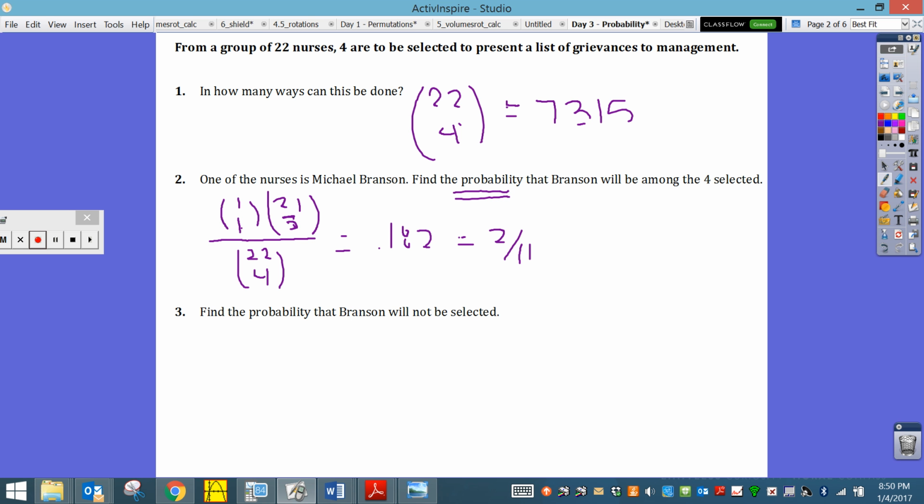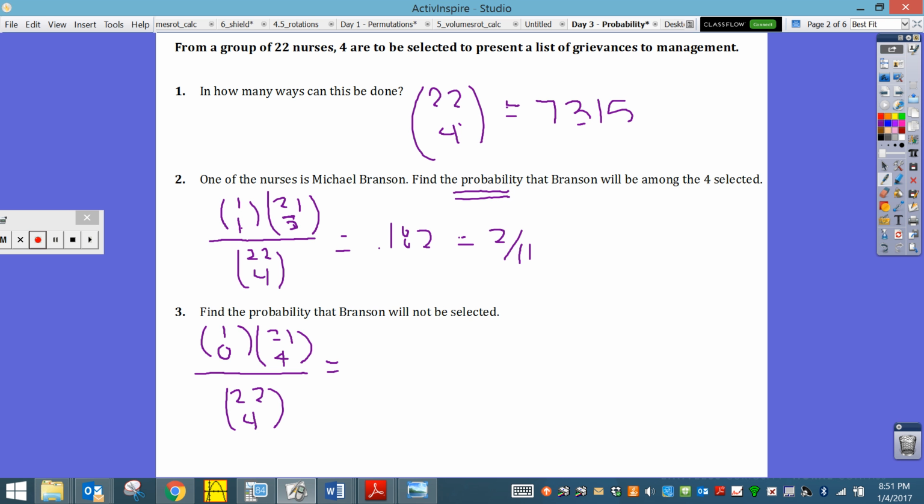Now find the probability that Branson will not be selected. If he's not selected, that means I have the 1 Michael, and he's not going to be picked at all. So 1 choose 0. Then out of those 21 nurses that are left over, all 4 of my chosen nurses will come from there. So 1 choose 0, 21 choose 4. Across the top, it adds to the total. Across the bottom, it adds to the number of nurses that I'm selecting. Divided by the total possibilities we had. Every time we divide when we're doing probability, we're always going to divide by the total possible outcomes there would have been.